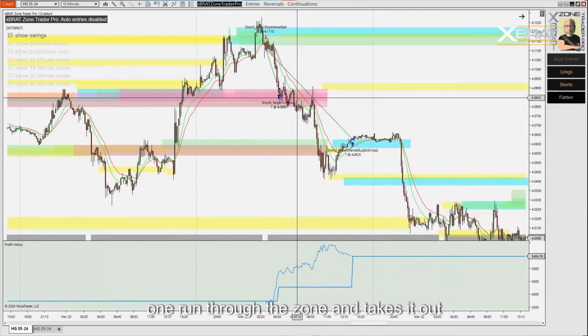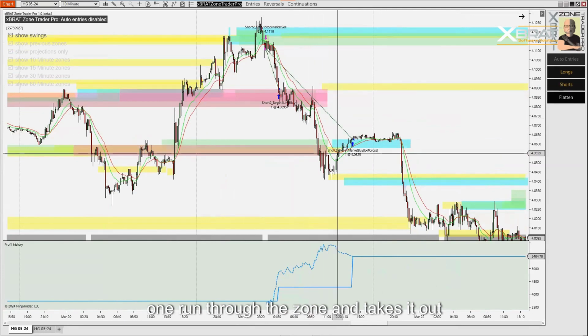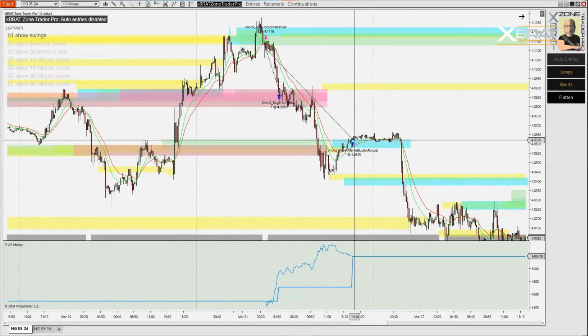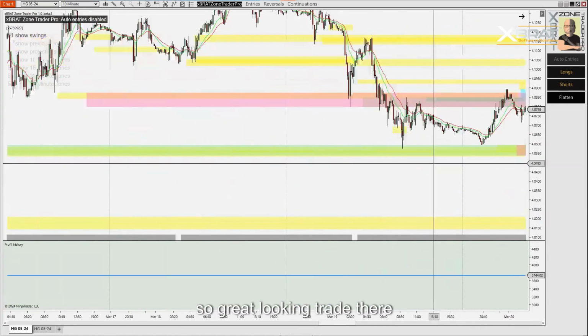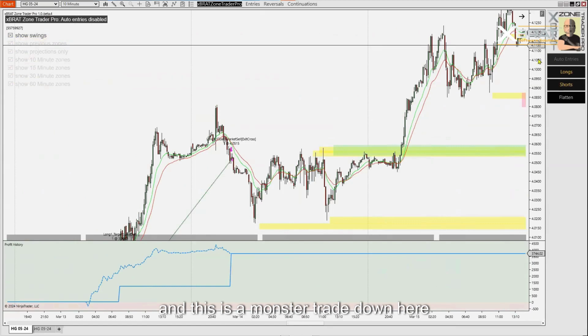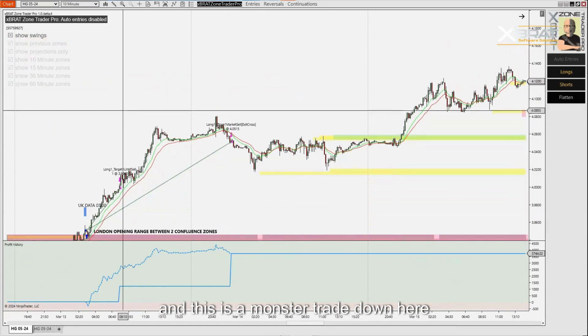And then it lets the other one run through the zone and takes it out at this point here when we get across on the EMA. So great looking trade there. This is a monster trade down here.